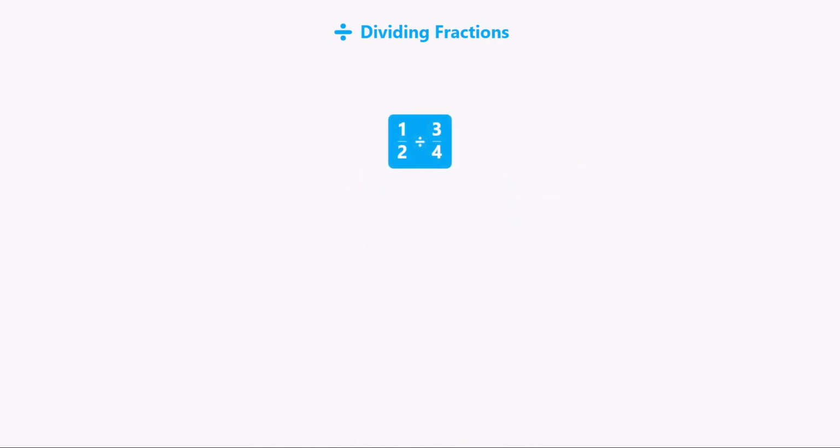We'll start with an example. Divide 1/2 by 3/4. Flip the second fraction. 3/4 becomes 4/3. Now multiply. 1/2 times 4/3 equals 4/6. Simplify the fraction. 4/6 becomes 2/3.